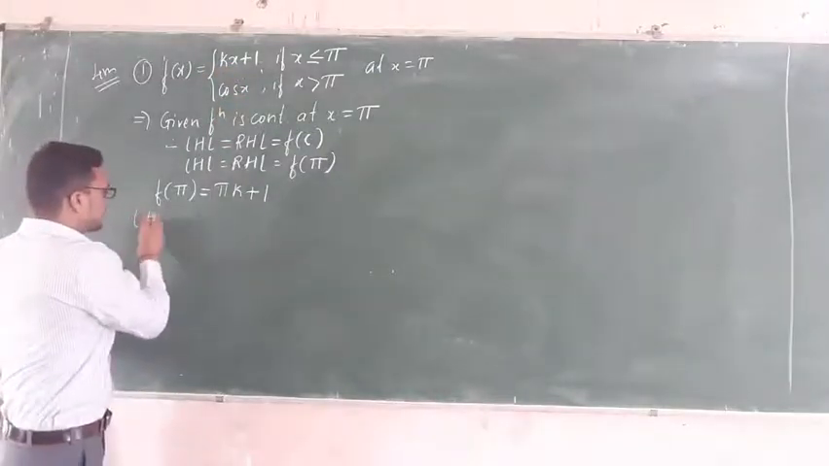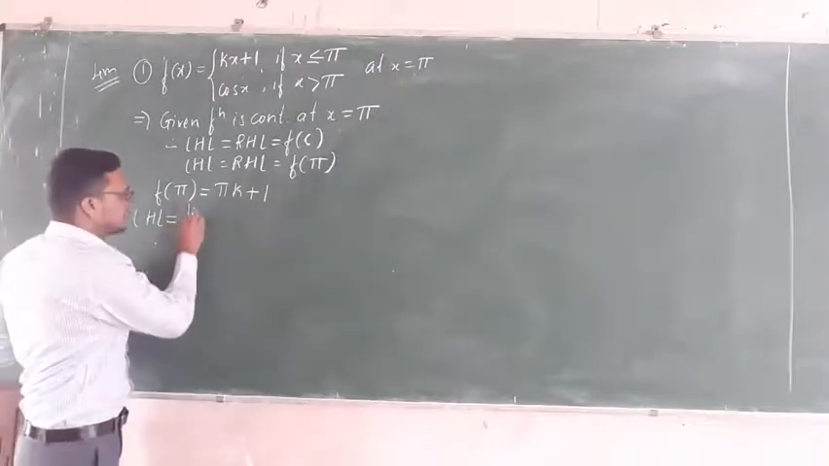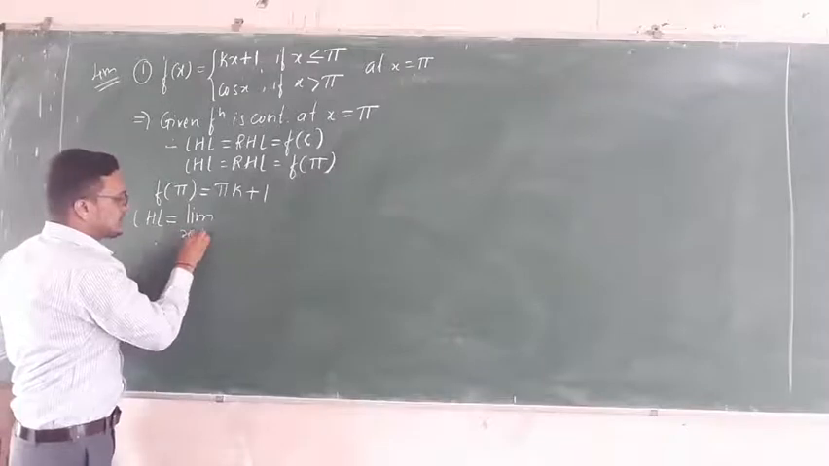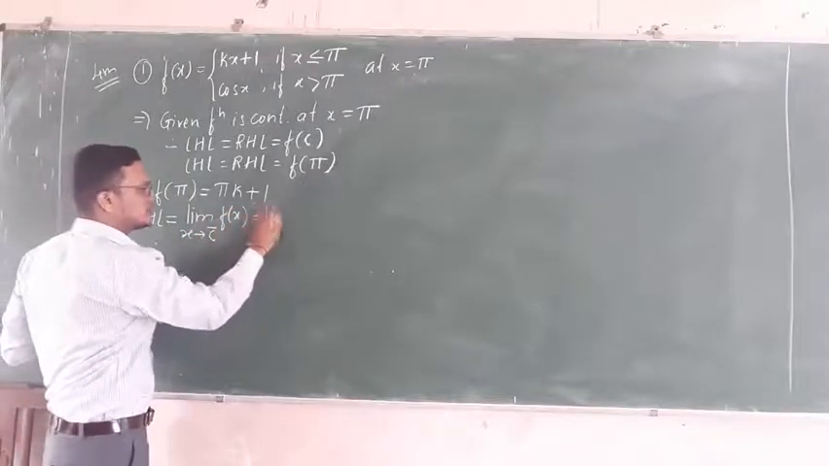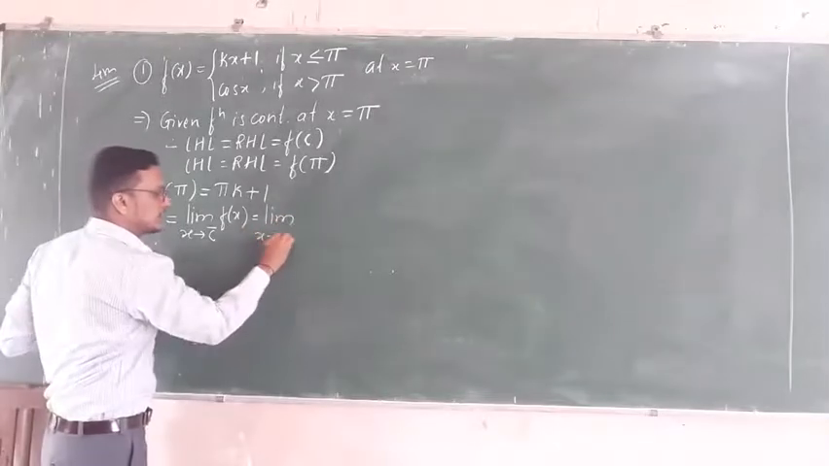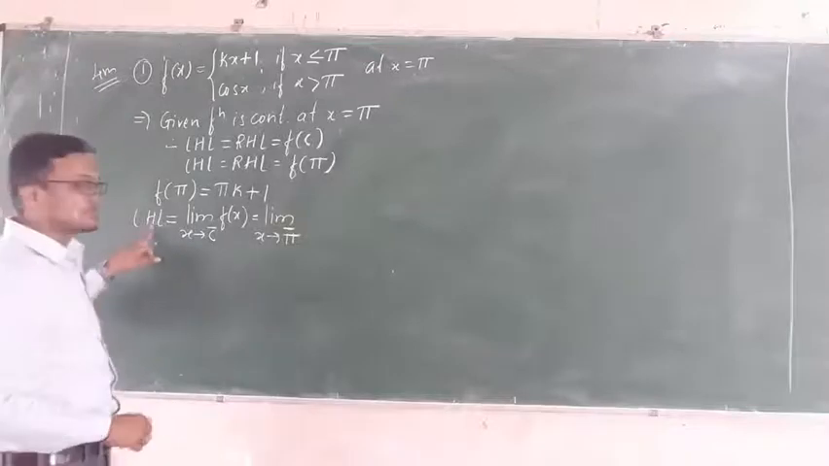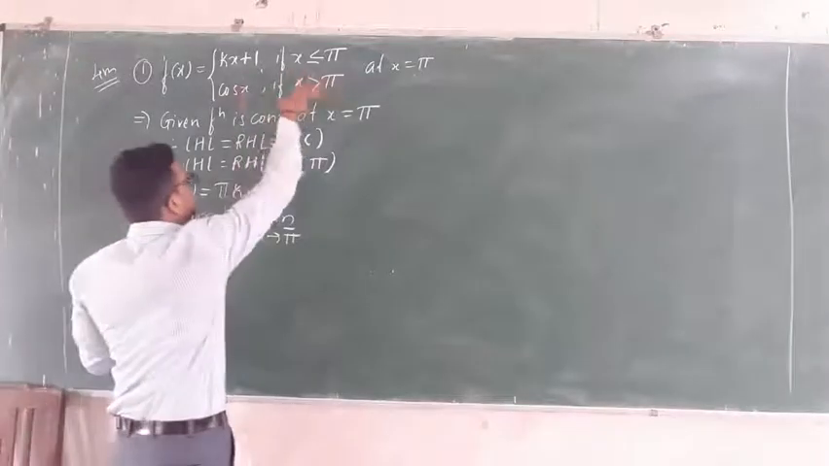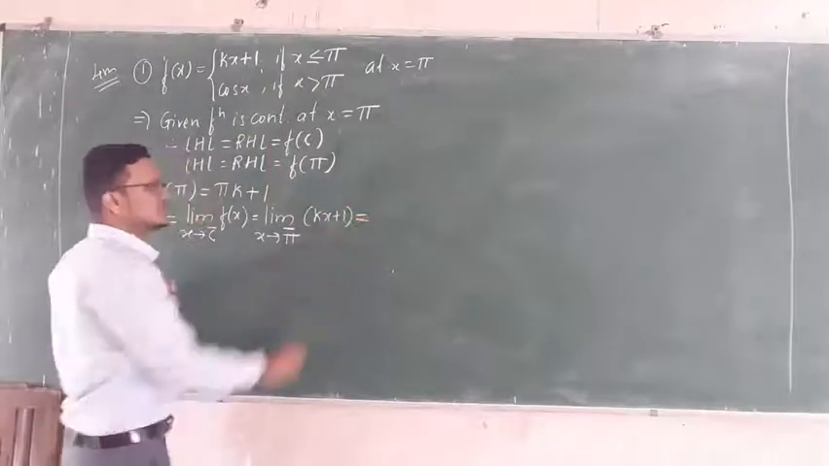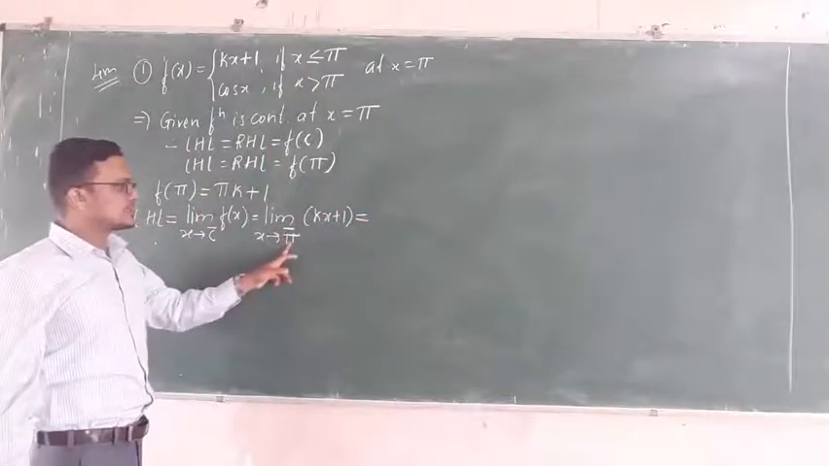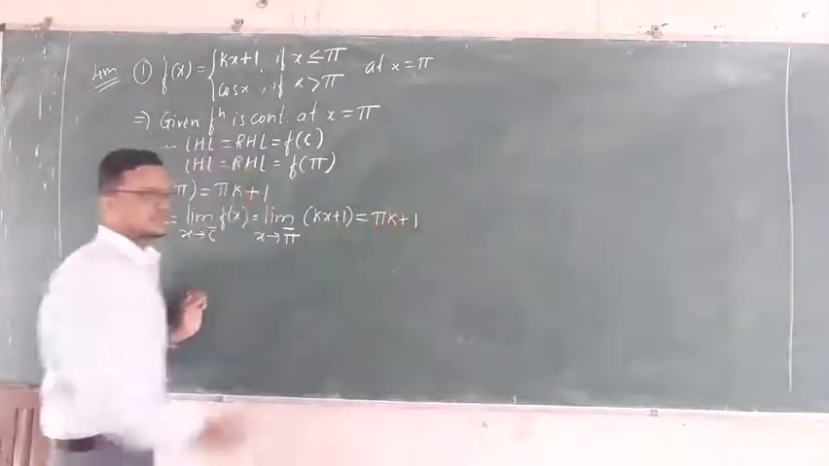Okay. Next you have to find LHL. What is the definition? Limit x tends to c minus f of x, which is equal to limit x tends to pi minus f of x. LHL means less than. For less than pi, the function is kx plus 1, which is equal to, now substitute the limit as x tends to pi here. So it is pi k plus 1.